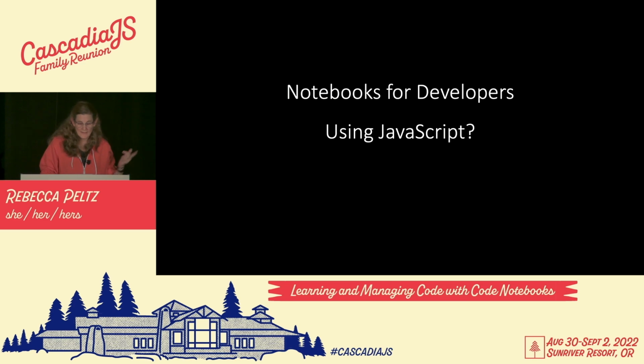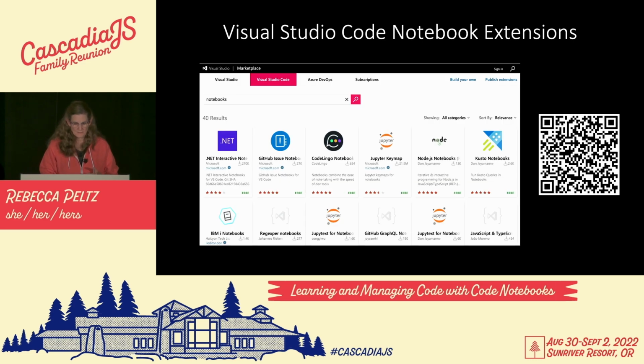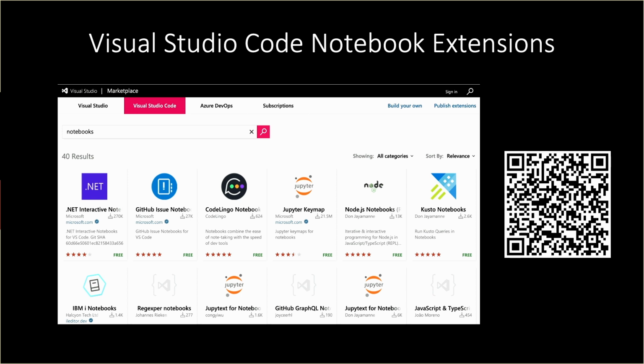So now to get into the notebooks for developers with JavaScript. How to do it? Very easy. You go out to the VS Code Extensions marketplace, and you search for notebooks, and then you find the notebook that fits your language or project. In my case here, I'm pulling in Node. I mean, I have an example there with Python.